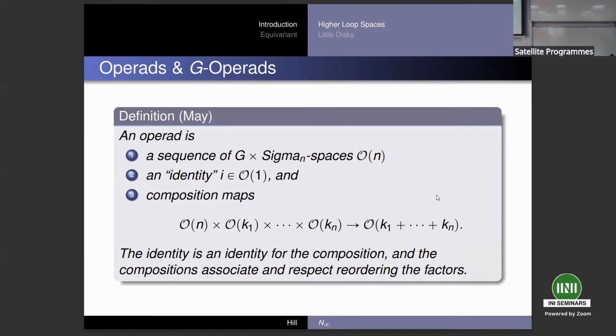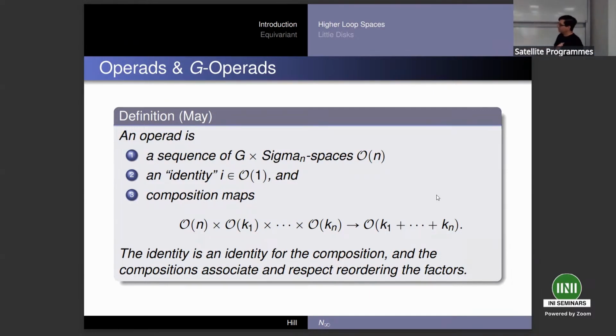So, here. Sucks to be you for finite groups. But in this case, May axiomatized what was witnessed and gave us also this really nice term, an operad. Here, for G space, I get a sequence of G cross sigma n spaces, that's my symmetric group on n letters, one for each natural number. There's a particular element that I'm going to single out as an identity in O of 1. It's the identity for the composition that I then have also as part of my structure.